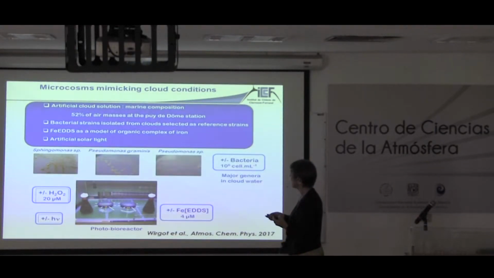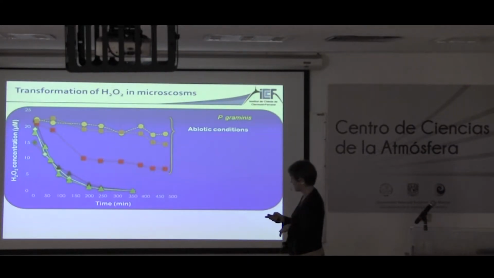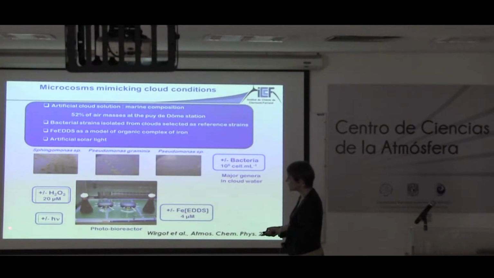And so we did this type of experiment, as before, in these photobioreactors, but with model strains, so Pseudomonas strain and Sphingomonas. Remember, they are the two main species we can find. And we did a lot of different experiments with or without cloud, with or without hydrogen peroxide, with or without iron complex, and so on. And these are the results.